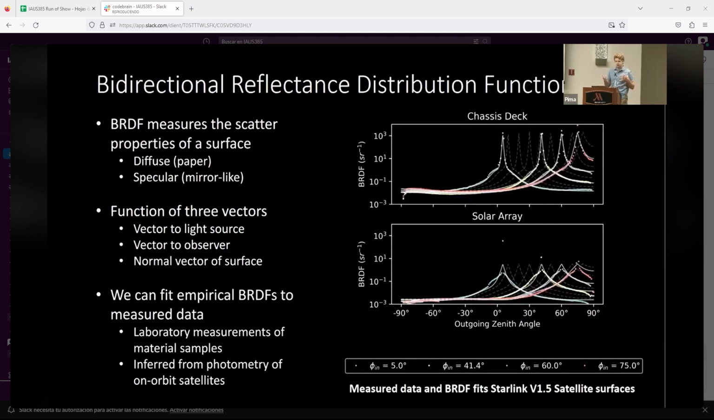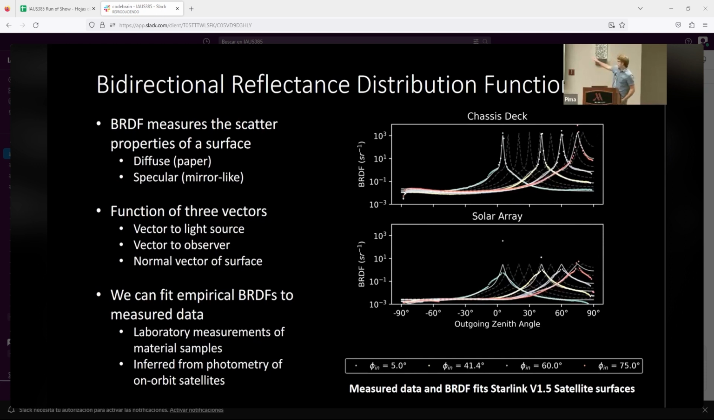So I want to talk about how we decided to model satellite brightness. Ray tracing is sort of the obvious solution, but it's not a good choice because it's computationally extremely inefficient. So instead what we do is we add up the bidirectional reflectance distribution functions of every primary surface on the satellite. So the BRDF measures the scatter properties of a surface. You could have a shiny piece of aluminum or a diffuse piece of paper or anything in between. So this BRDF measures those different material properties.